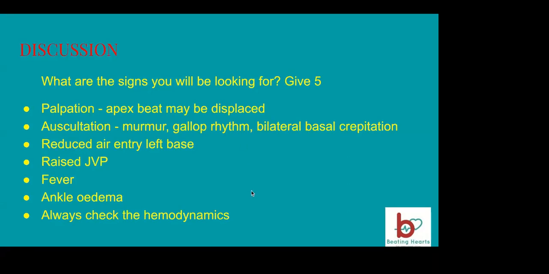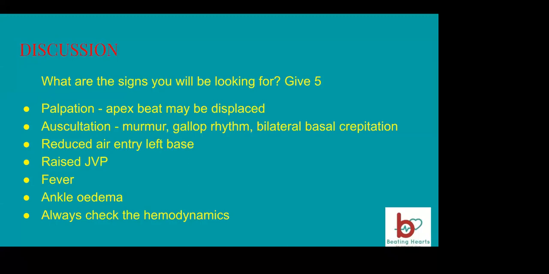So what are the signs you're looking for? Now, when you palpate, the apex beat may be displaced, and when you auscultate, there may be a murmur, gallop rhythm, bilateral basal crepitation. These all will help you confirm your diagnosis. And of course, because we see bilateral pleural effusion, we also may find on auscultation reduced air entry over both bases, more so over the left base. I think the left pleural effusion seems more clear on the chest X-ray.